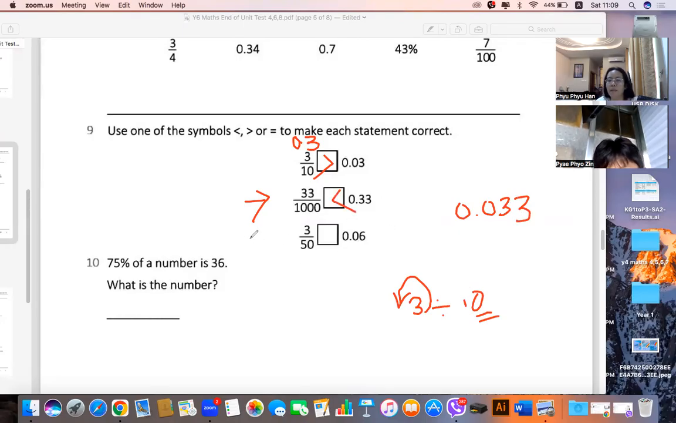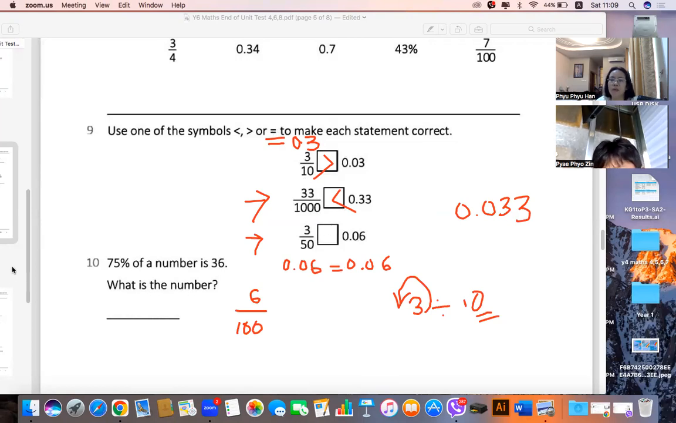Okay. How about this one? So we will make it into 100, so that it will be easier for us, right? This one becomes 100 because I multiply by 2, and this one becomes 6. So this one will become 0.06, and this one is 0.06. So I will put the equal sign, correct? So you do not always think of greater than, less than. It also has the equal sign. You see greater than, less than, or equal. So we will put the equal sign.